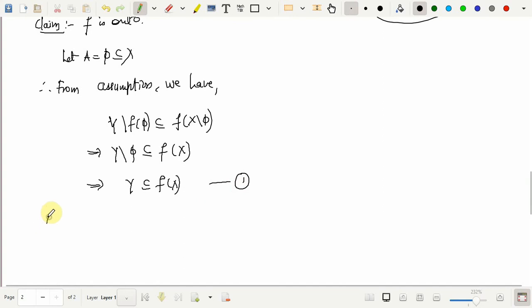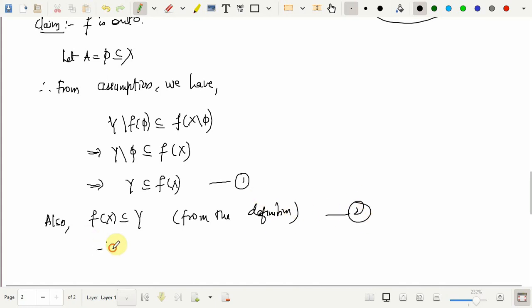And also f of X is contained in Y from the definition. Thus using 1 and 2, you will see that Y is equal to f of X, that is the range of the function f, and therefore f is onto.